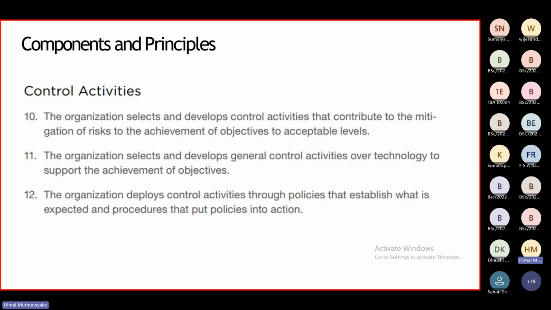You need to have good policies, and you need to put procedures into the policies to take them into action. Right? You can have physical controls like CCTV, you can have IT controls like passwords, you can have policy controls. It's also coming as a control. We can have controls in three different parts: physical controls, policies, and the general IT controls. Right? That's about the control activity.